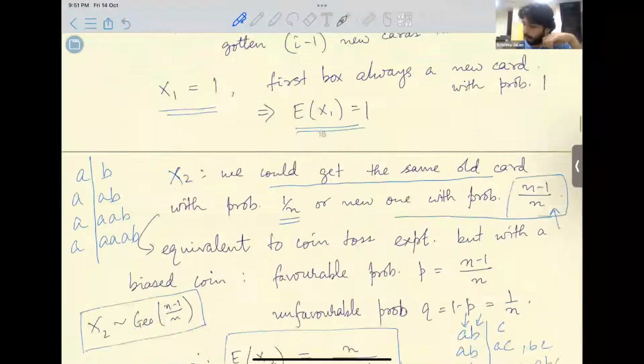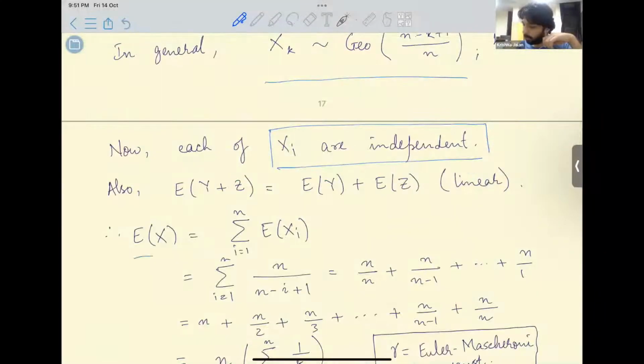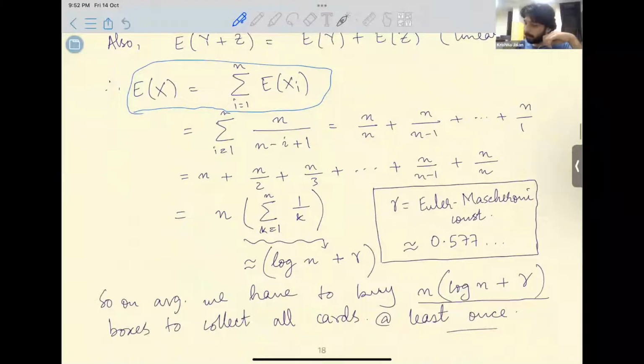So I can just add the expectation value. This expectation value of the whole variable is just the sum over the expectation value of the individual variables. So what I obtain is this quantity, this summation over. So n by n plus n by n minus 1 plus so on up to n by 1. And if I take n common, I get a series like this.